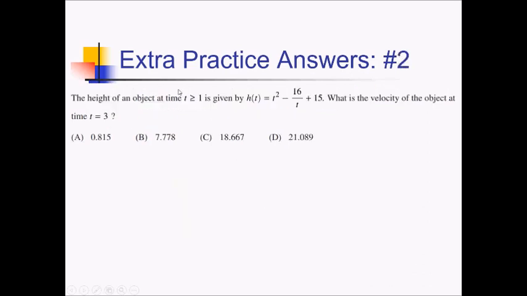For this problem, we're given the height of the object with the h of t function here, and we want to know the velocity of the object at time 3. Well, the velocity is just going to be the derivative of the height. So really, we're just trying to find v of 3, or h prime of 3, the derivative of height at time 3. And we can do that on the calculator.